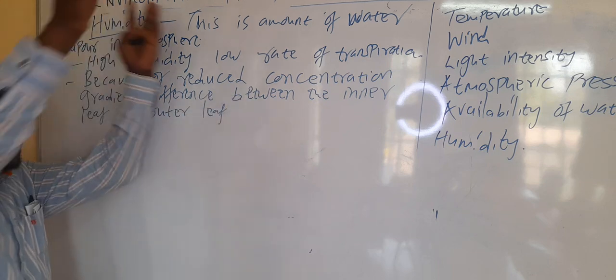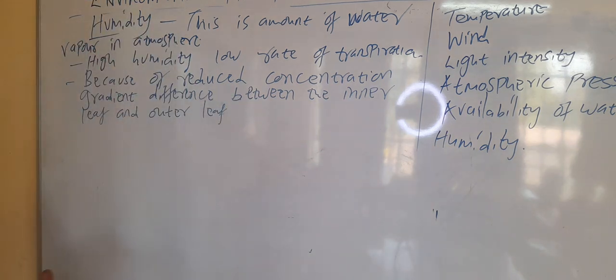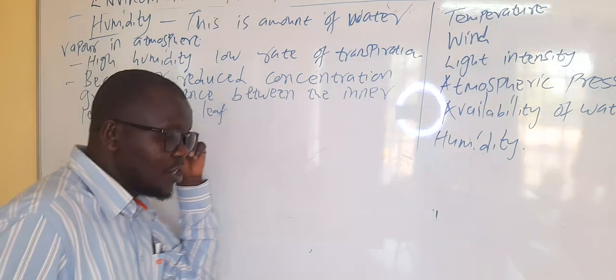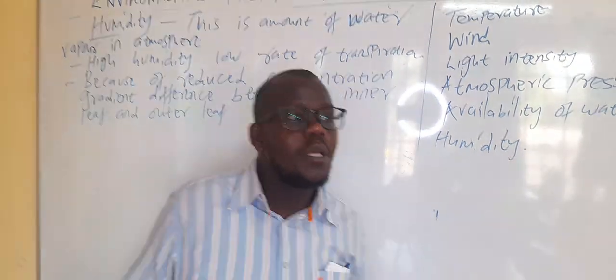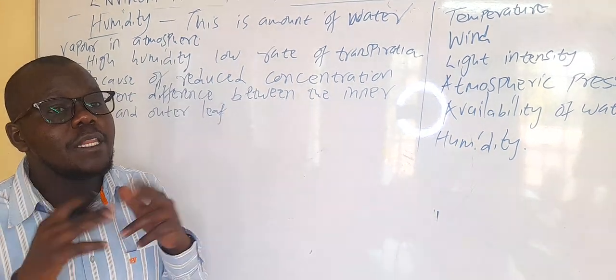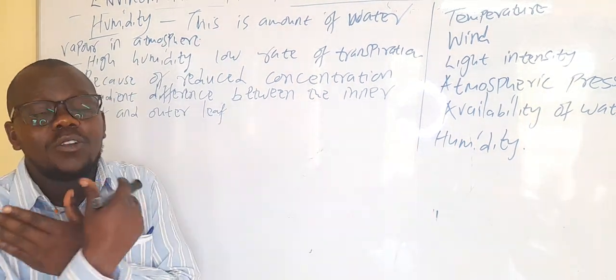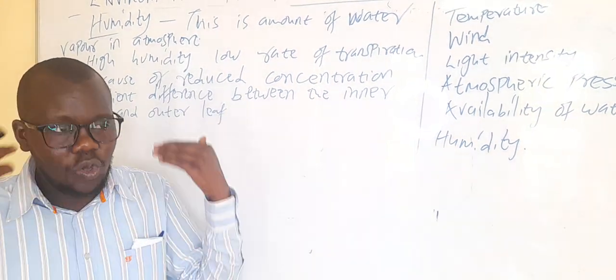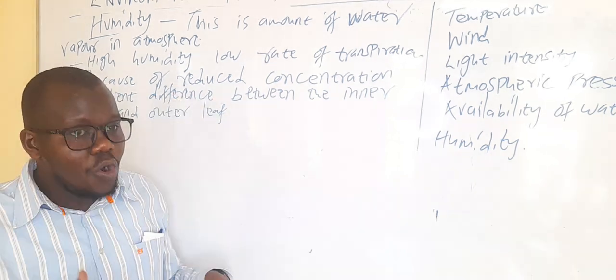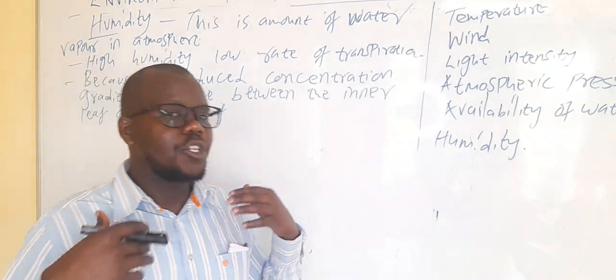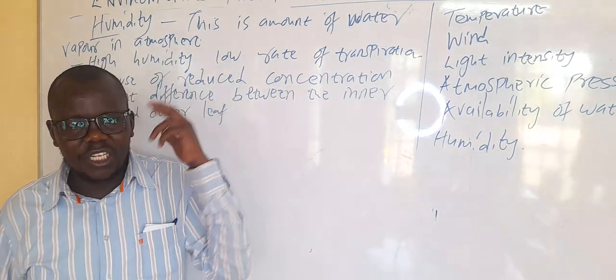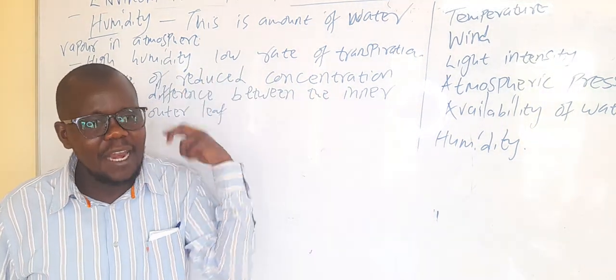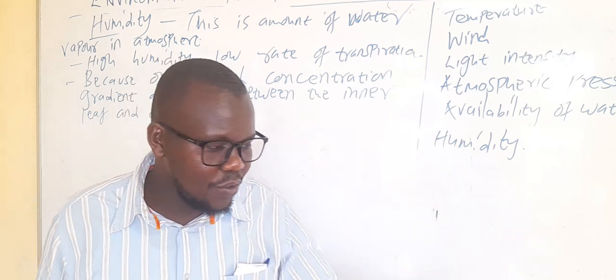That is the atmosphere section. So we're speaking about just the humidity. So for transpiration to be very high, what should happen? When the humidity is high, a lot of water vapor will be accumulating. Low rate of transpiration. Low humidity, high transpiration rate, less accumulated water vapor, increased concentration gradient difference between the inner leaf and the outer leaf. That is why we'll have a lot of water loss.